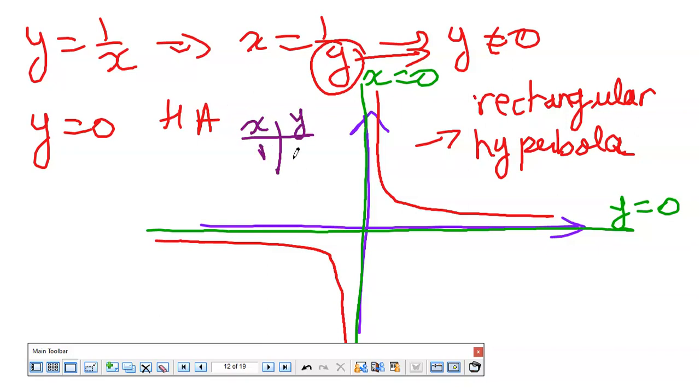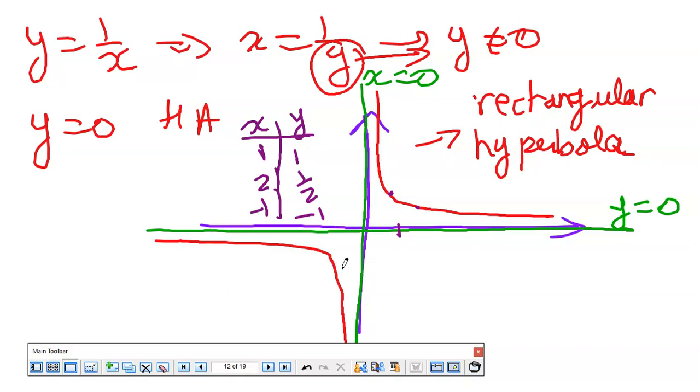Okay, if I replace x by 1, y is 1. If I replace x by 2, y is half. If I replace x by minus 1, y is minus 1. If I replace x by minus 2, y is minus half. So 1 gives me 1. This is a point. 2 gives me half, and then this is the first part. If I go to the negative part, minus 1 gives me minus 1, minus 2 gives me minus half, and then I can graph it.